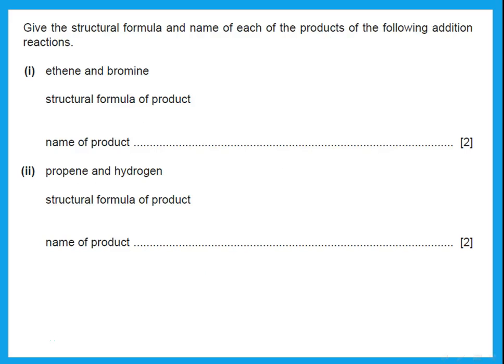Okay, now he's talking about, give the structure, formula, and name of each of the products of the following addition reactions. So here we're talking about reactions of alkenes with something. Remember that we said when alkenes react, they do addition. So alkanes do substitution. We replace one of the hydrogens with a halogen. Alkenes do addition. So he's saying, for example, we have ethene. Okay, this is ethene. Now he wants to react it with bromine. Now what should this give me?